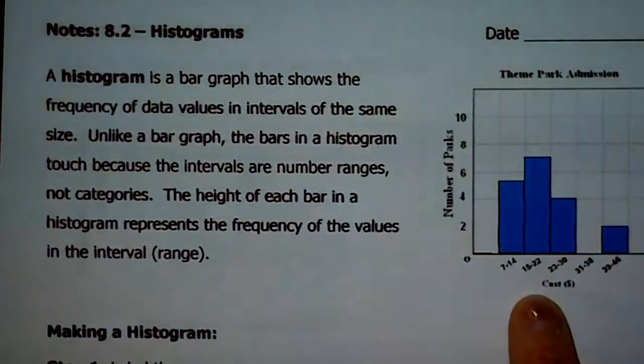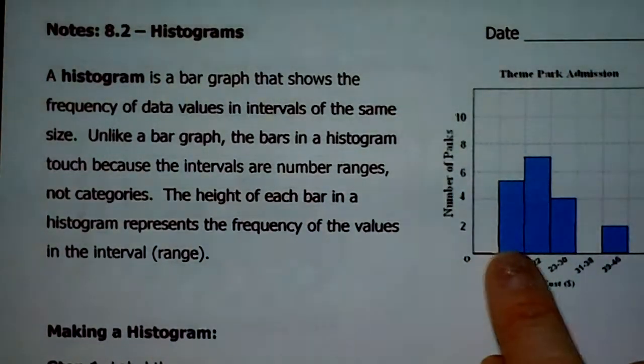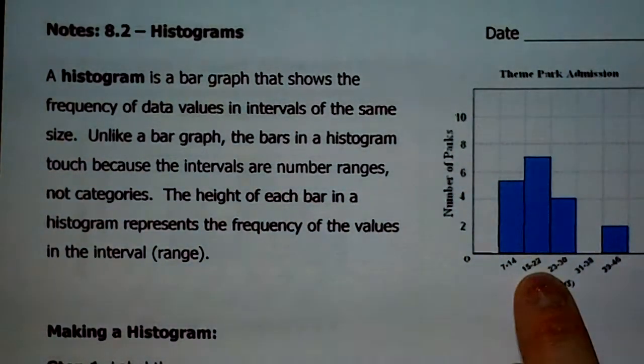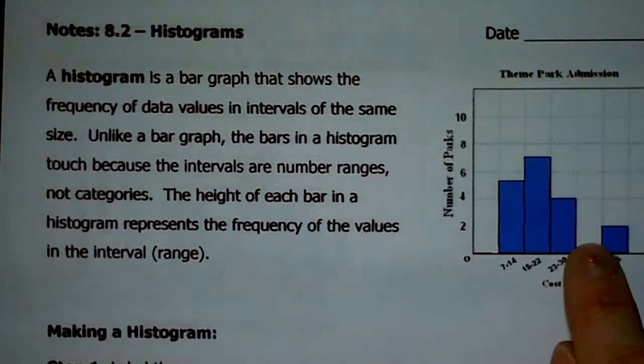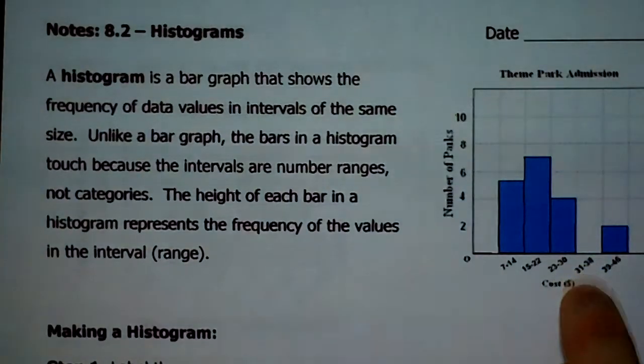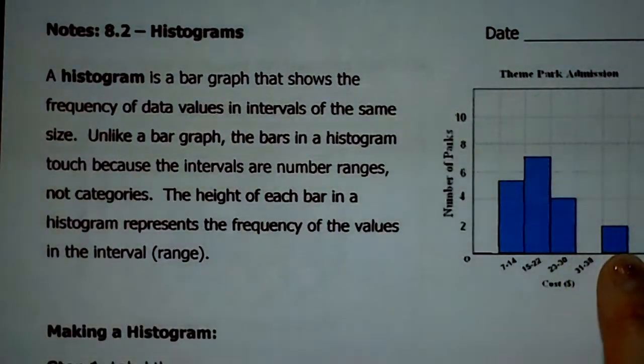And when I say they touch, because of the ranges, I mean this one ends off at 14 and the next value is 15. There's not going to be a space between 14 and 15. And this one ends in 22 and the next one starts at 23, so no spaces. Here it looks like there's a space. There's really not. There are just no values in that category. And then we have our last category here.